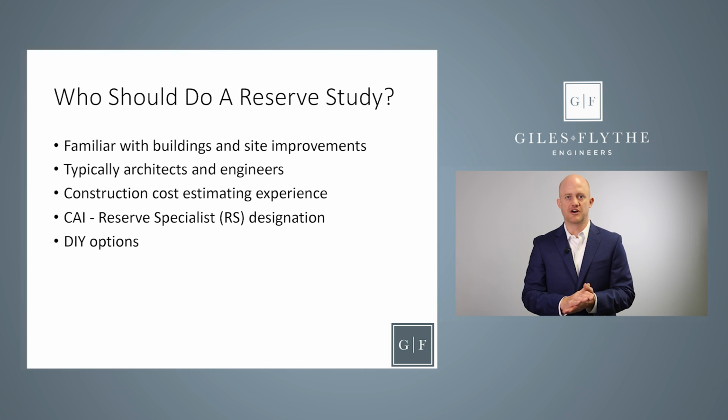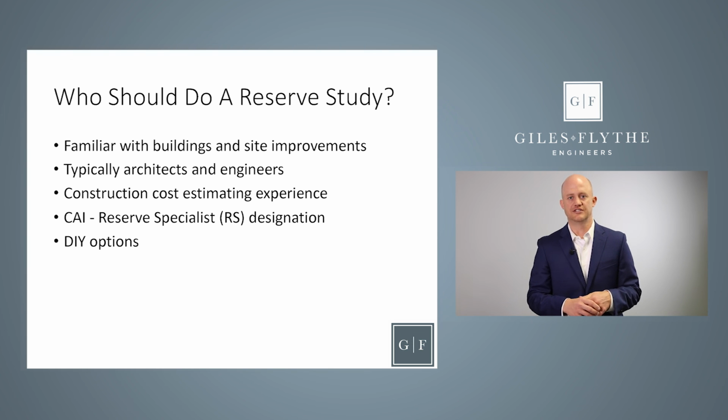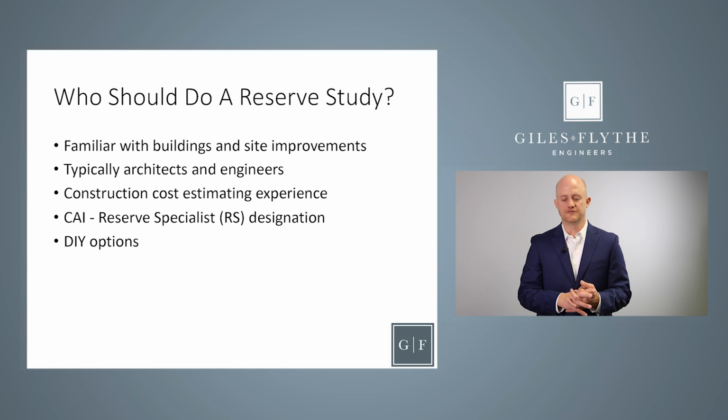You also want to look for somebody that has experience in cost estimating. The cost estimates are a very big part of the reserve study process. Community Associations Institute, CAI, does provide a reserve specialist designation. It's an RS designation provided by CAI. It basically requires a certain amount of experience and education along with some references, and to get the RS designation you also have to provide a sample work product to CAI, and they review your work product to make sure that it meets the standards that the Community Associations Institute has set forth for reserve studies.